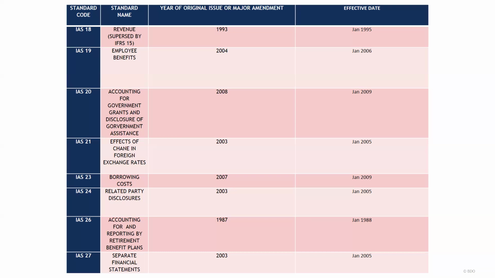We have IAS 37 dealing with provisions, contingent liabilities, and contingent assets. IAS 38 dealing with intangible assets and criteria for recognition of the same. We said IAS 39 was replaced by IFRS 9. We have IAS 40 dealing with investment property, which we mentioned requires an entity to make a policy choice whether to account for the investment property at cost or at fair value. And lastly, we have IAS 41 dealing with agriculture.